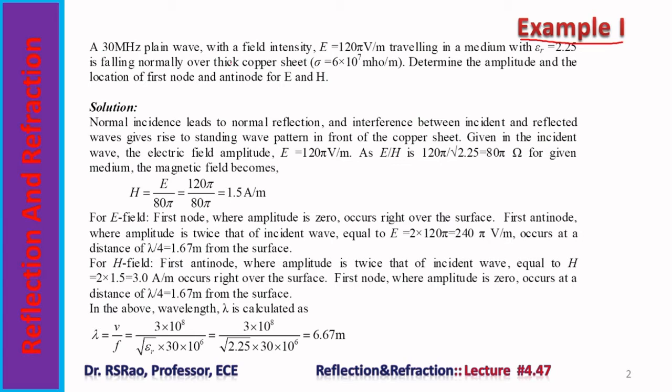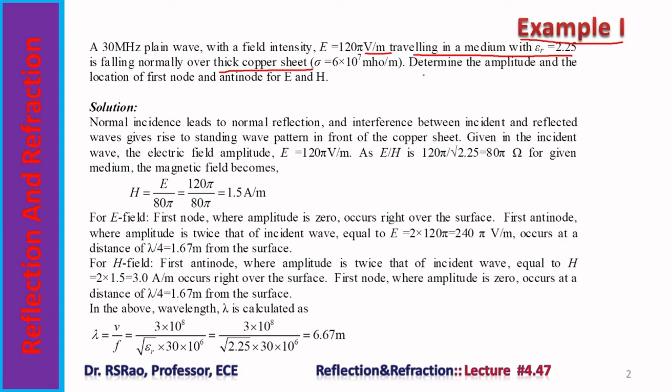A 30 MHz plane wave with field intensity E equal to 120 pi volts per meter, traveling in a medium with epsilon r equal to 2.25, is falling normally over a thick copper sheet. Sigma equal to 6 into 10 power 7 mhos per meter. This is conductivity. Determine the amplitude and location of first node and antinode for E and H.